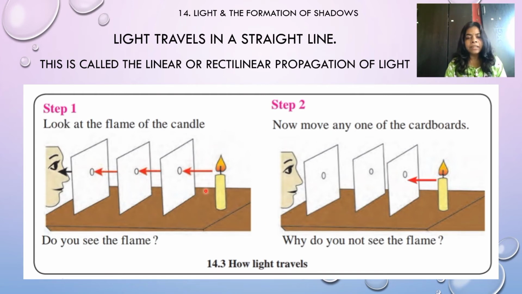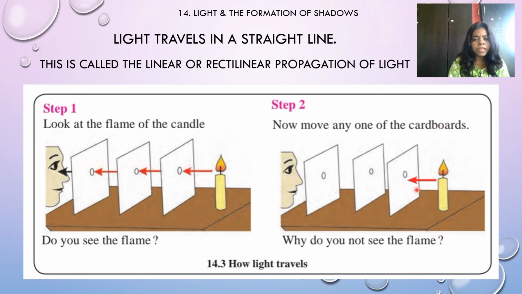a straight line. Now children, here we are taking 3 cardboard pieces and we are making a hole in all 3 of them together. And we are keeping a candle in such a way that we are able to see the flame through the holes. When we keep all of them in a straight line, we will be able to see the flame of the candle. But now let us suppose that we are moving one of the cardboard pieces to the other side.